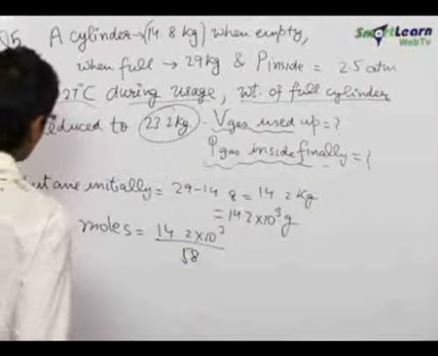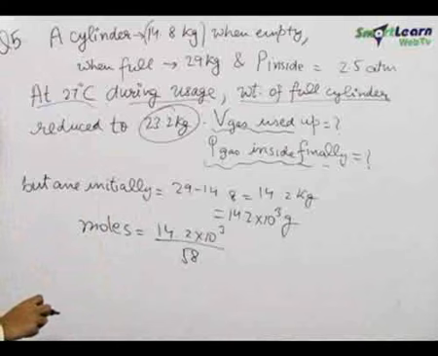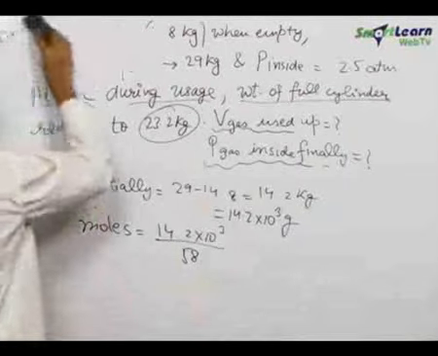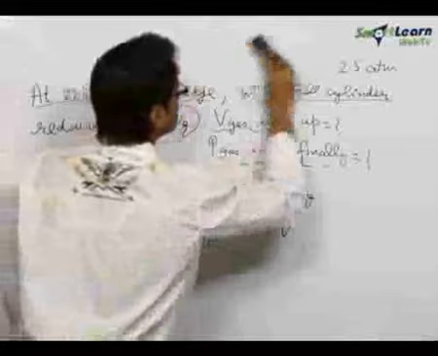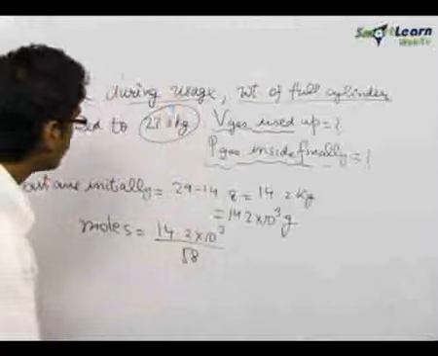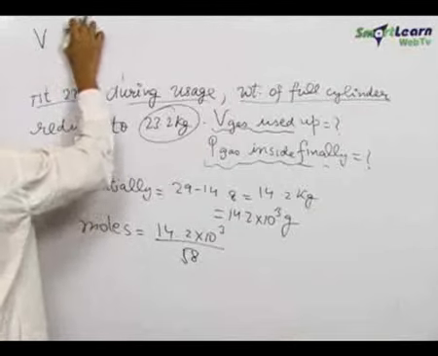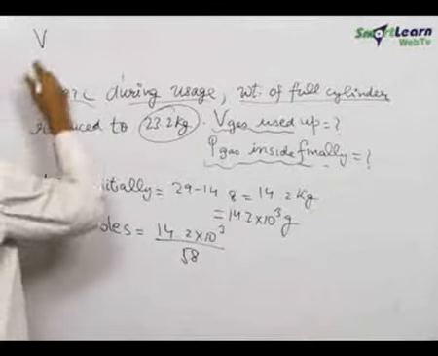Now we will try to find out the volume of the cylinder or the volume of butane present initially. Since initially the whole of the cylinder was full with butane, the volume of butane is equal to the volume of the cylinder. We can find out this by the PV is equal to nRT equation.